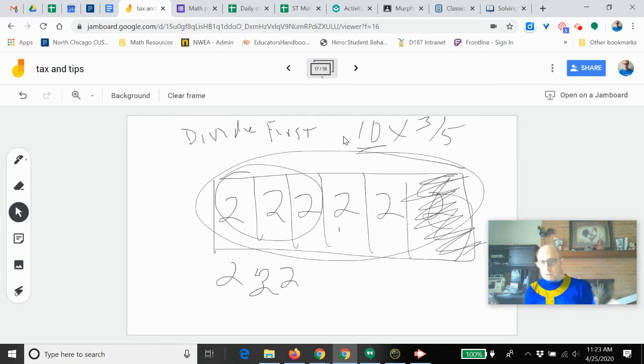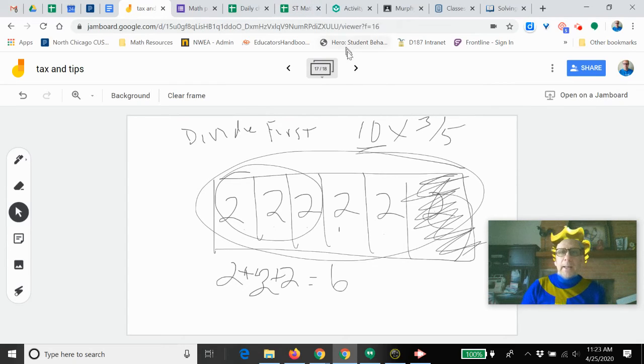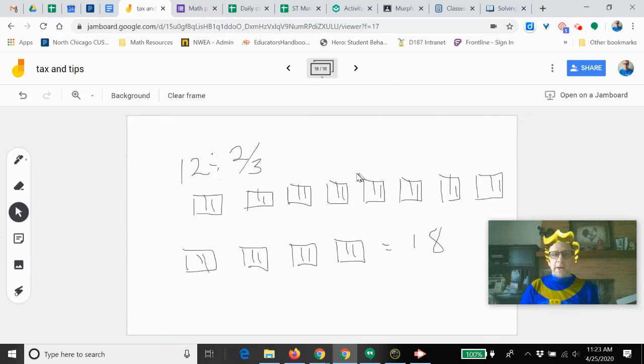So I can multiply by the numerator and then divide by the denominator, or I can divide by the denominator and multiply by the numerator. Division is a lot harder to write conceptually, but it's just as easy to do.